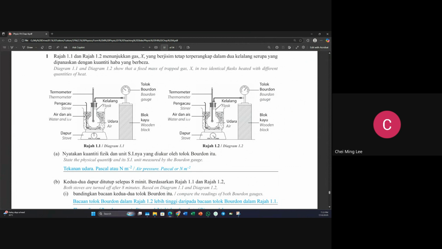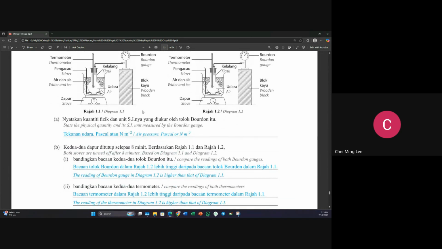So state the physical quantity and its SI unit measured by the Bourdon gauge. Bourdon gauge is to get the air pressure in terms of Pascal, or we call Newton per meter square. Okay, so it's air pressure, Pascal or Newton per meter square.